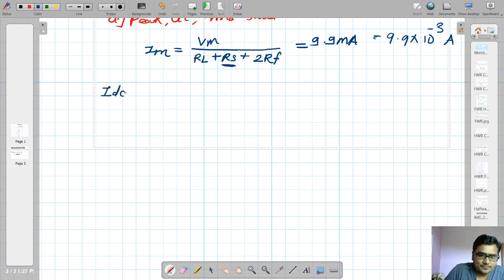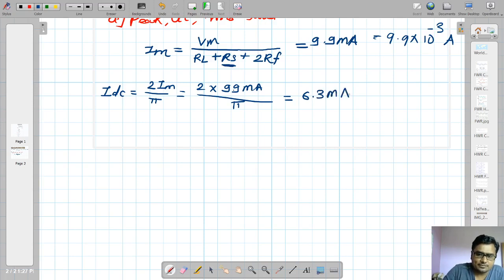Okay, let us calculate IDC. Now we have to calculate IDC. What is the value of IDC? Yes, it is twice IM divided by pi. Twice IM divided by pi. Means it is 2 multiplied by, what is IM? It is 9.9 milliamperes, divided by pi, and if I calculate it, it will be 6.3 milliamperes.